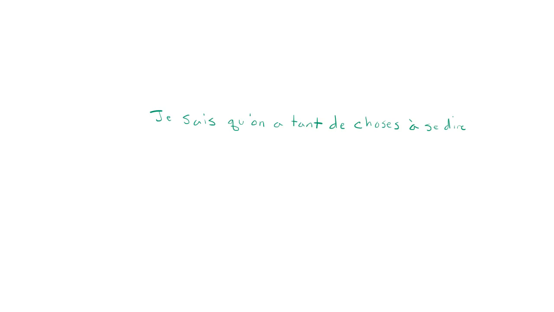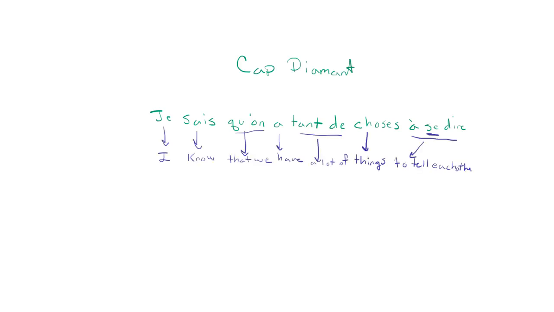So for example, here's a song called Captivement. It's by Cour des Pirates, and the first line of the song is je sais qu'on a tant de choses à se dire. And hopefully you spotted it. We've only been talking about it the whole video, but this little se over here. So je sais qu'on a tant de choses à se dire, which means I know that we have a lot of things to tell each other.